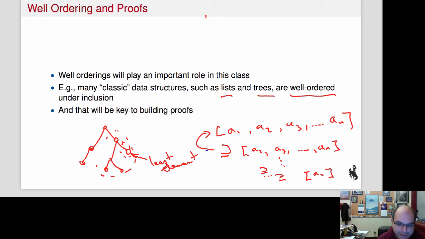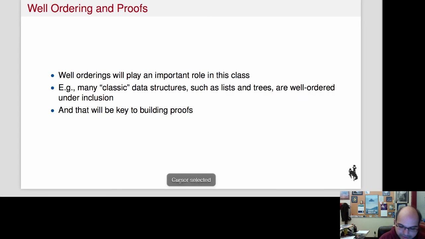So these data structures actually come up all over the place in computing. We've built a whole discipline out of them, and we're going to use the fact that they're finite, that there are no infinite descending chains, equivalently that every set has a least element, to do proofs.